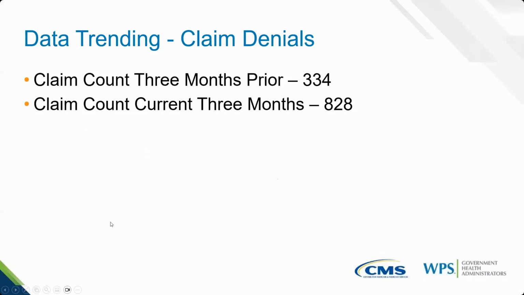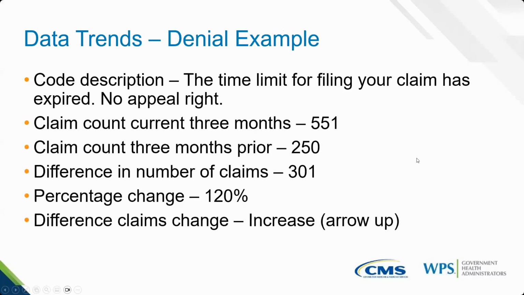That tells us we need to look at data and determine what's going wrong and how we need to prioritize what we educate on. We have to use this data. Here's an example, and I chose the limit for filing your claim has expired, no appeal right.